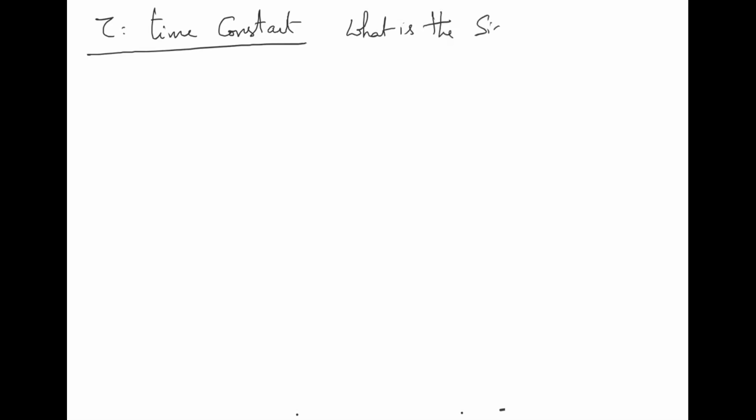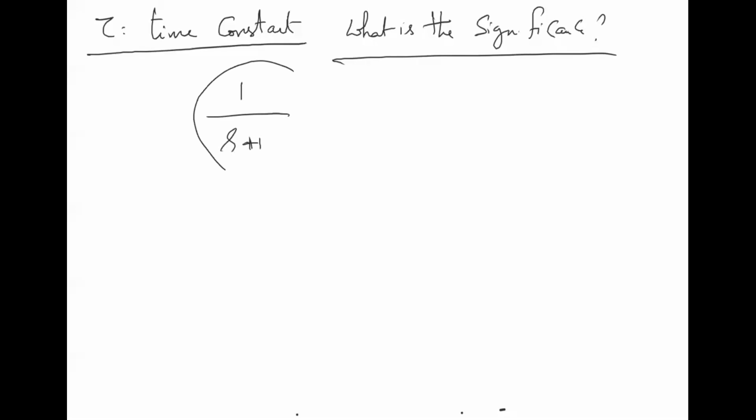Now let's understand what is tau. Tau is called as time constant. What is time constant and what is the significance? What is the significance of tau? So let's take two transfer functions, 1 by s plus 1 and let's say 1 by 2s plus 1.